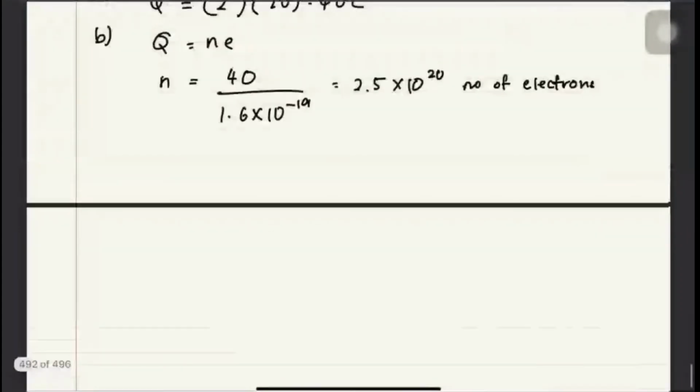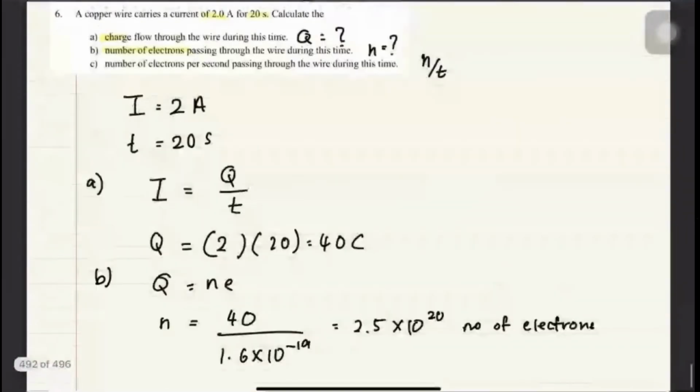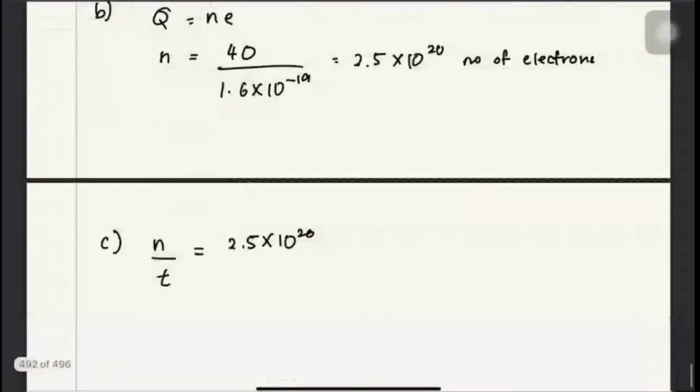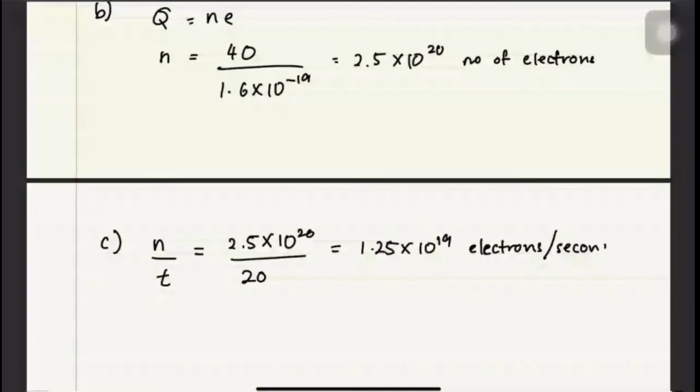Okay, and then question C, they want to find numbers of electron per second passing through the wire during this time. So untuk C, dia nak N over T, T is 20. Okay, 20 second tu. So got here is 1.25 times 10 to the power of 19 electrons per second. Per S lah.